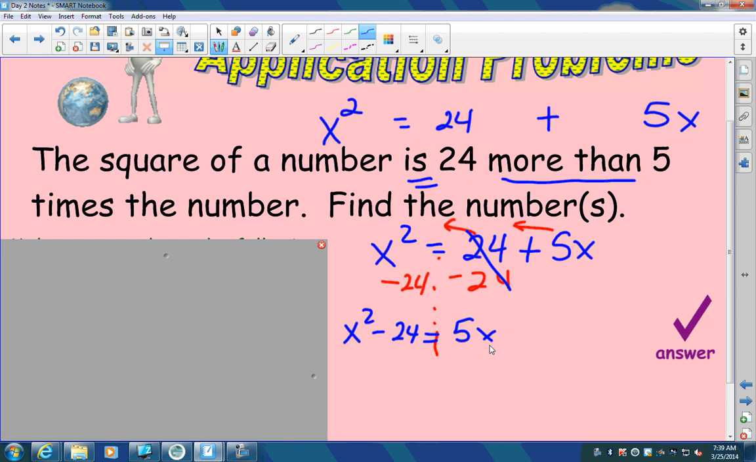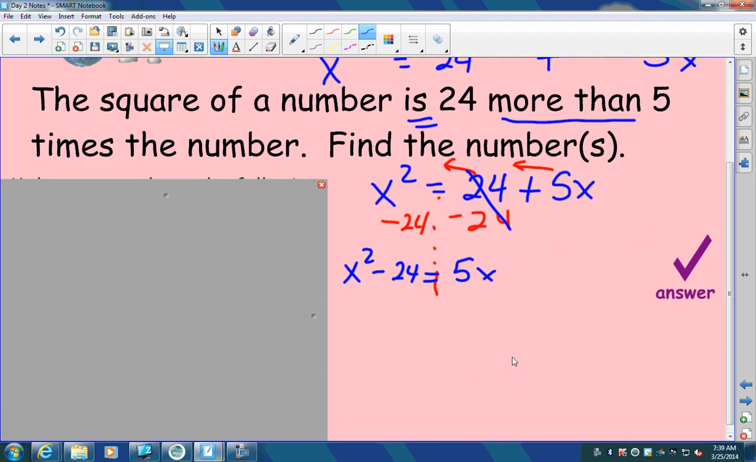The question I get from people is, why did you do the 24 first? Well, it doesn't really matter. I just happen to choose it. The next one, I'm going to move over the 5x. So I'm going to subtract 5x from each side. I get x squared minus 5x minus 24 equals 0. The next question I get is, why did you switch the order? Guys, when we've been factoring, we've always had the x squared, then the x, then the number.